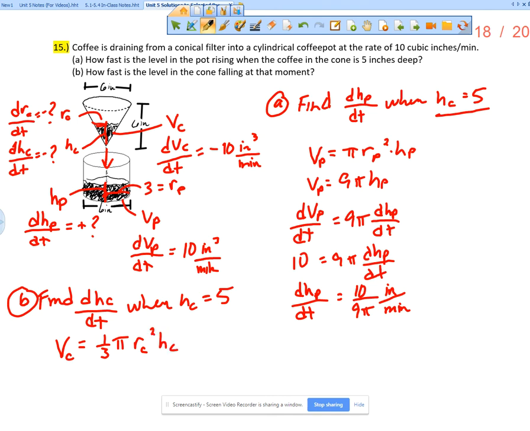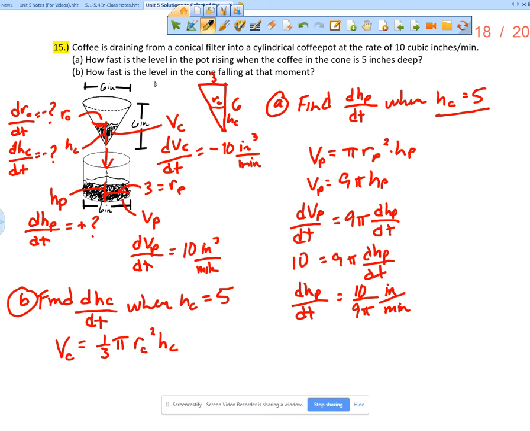Okay, now just like some problems we've done earlier, we have r sub C and H sub C. We don't know r sub C or dr sub C dt, and so we want to substitute that out. So once again, we're going to use this similar triangle idea. So if I draw a similar triangle for the cone and then for the level of coffee, the radius of the cone is 3 inches, the height is 6, and so then we have r sub C and H sub C here. So what can we say? I kind of ran out of room here, I'm sorry.